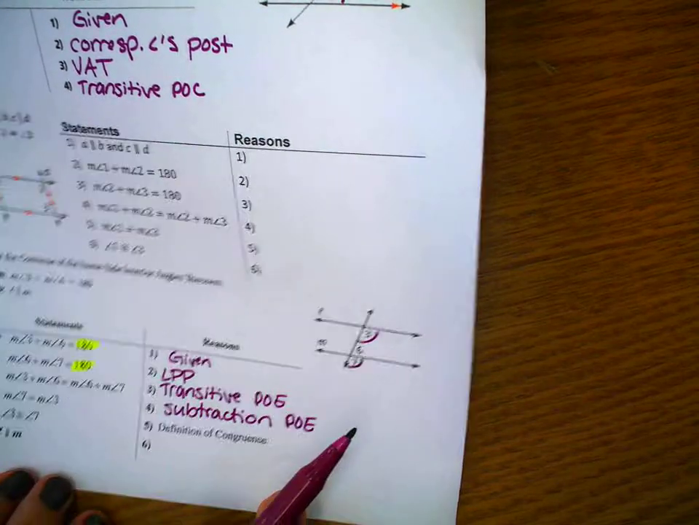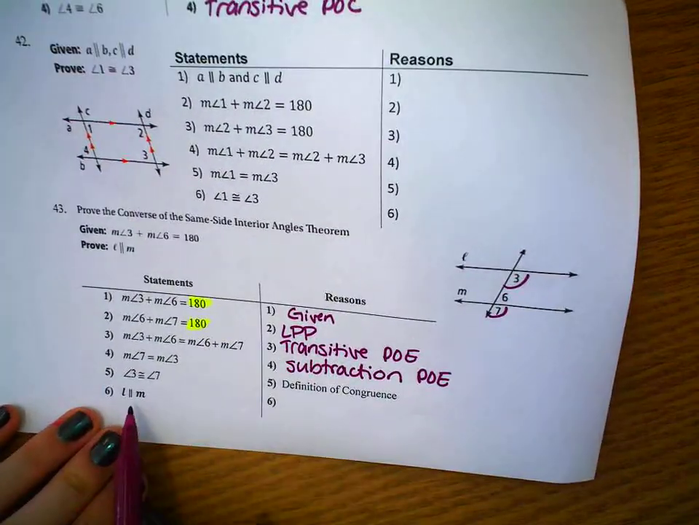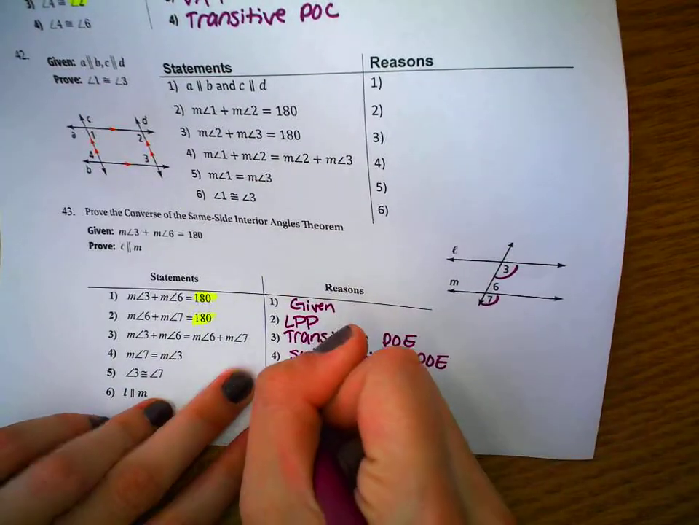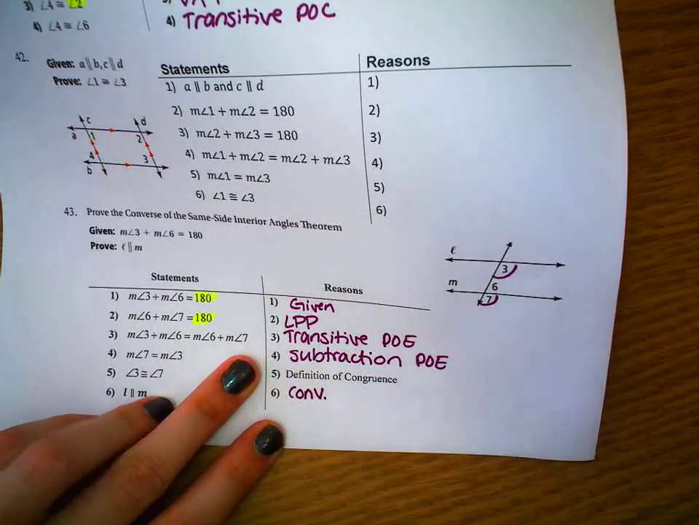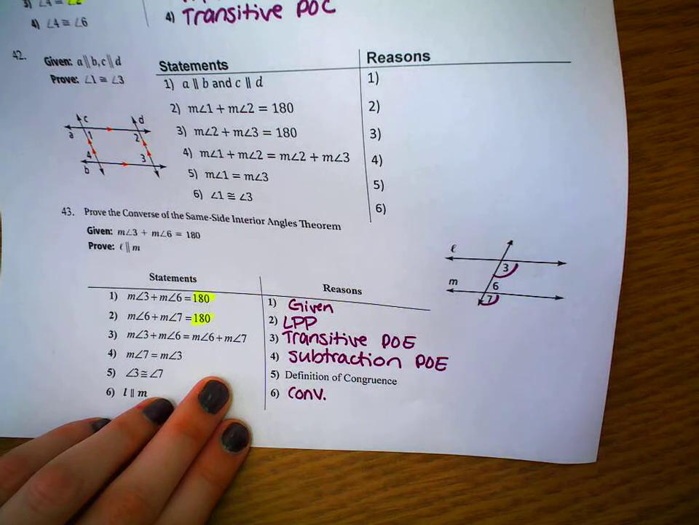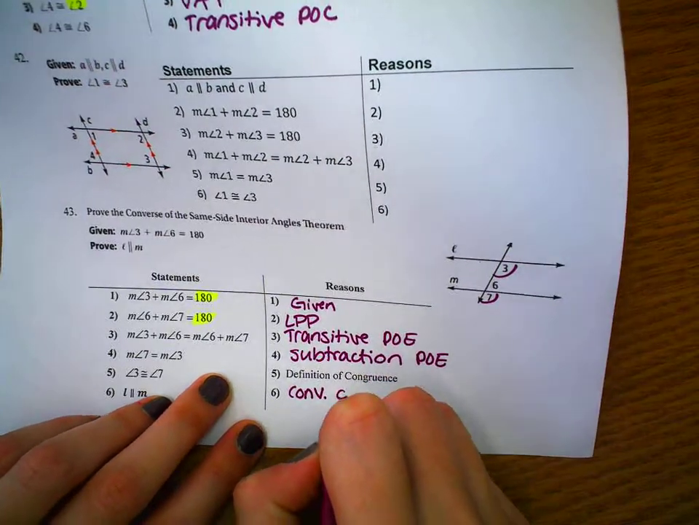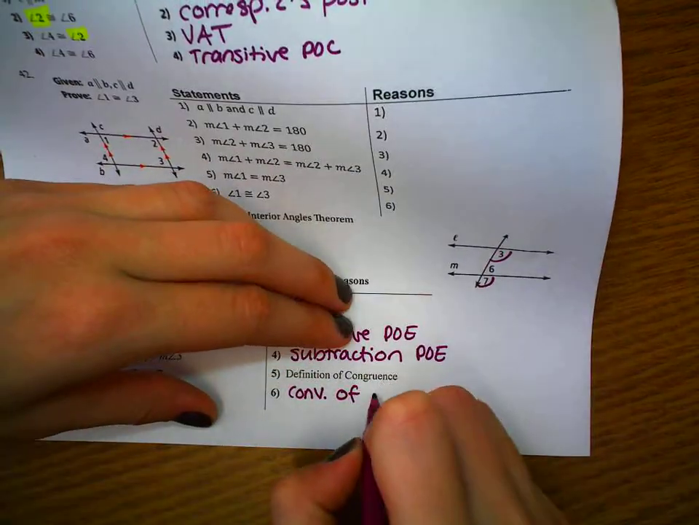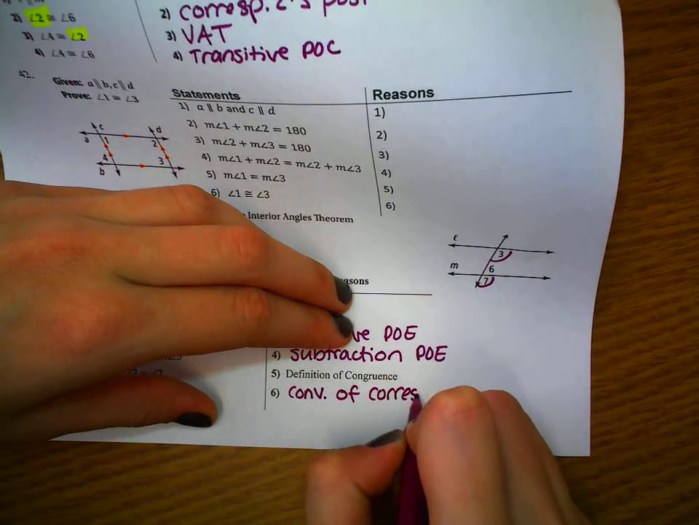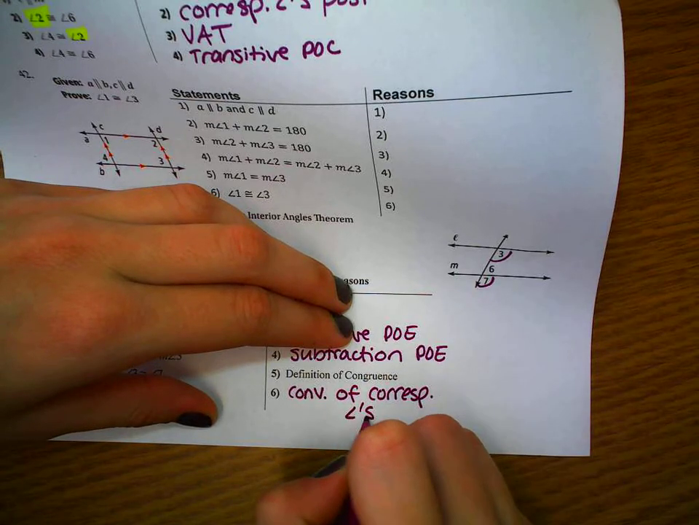So whenever you see proving parallel, the first word you should know is converse. We're going to have converse of something. Well, 3 and 7 are corresponding angles, so the converse of corresponding angles postulate.